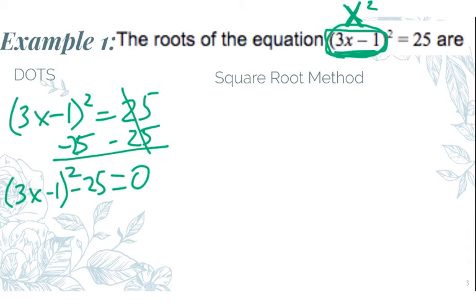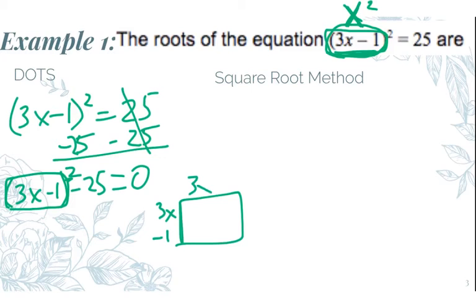And there's the square. All right, so I have this whole term squared. If I were to do a box, I would have 3x minus 1 and 3x minus 1. So even though it's got more than one term in it, it's still a perfect square. So I've got a perfect square here. 25 is a perfect square because 5 times 5. And I've got the difference of that.